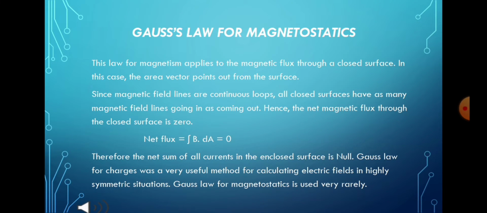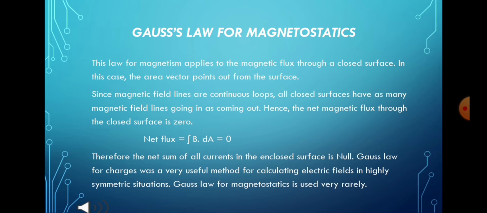Gauss's law for magnetostatics. This law for magnetism applies to the magnetic flux through a closed surface. In this case, the area vector points out from the surface. Since magnetic field lines are continuous loops, all closed surfaces have as many magnetic field lines going in as going out. Hence, the net magnetic flux through the closed surface is zero. Net flux is equal to the integration of B dot dA, which is equal to 0.